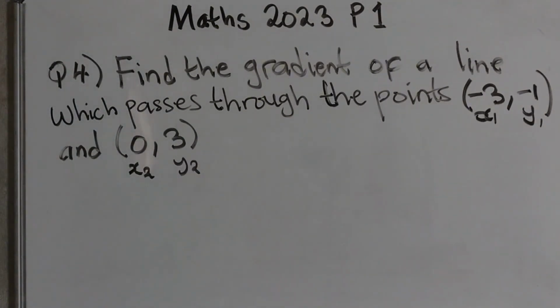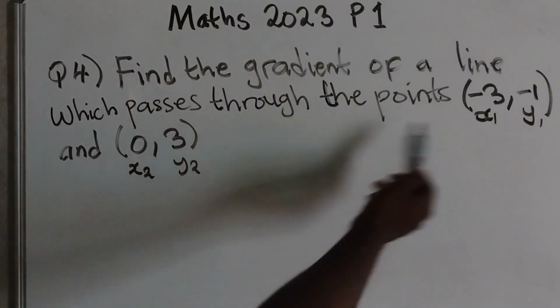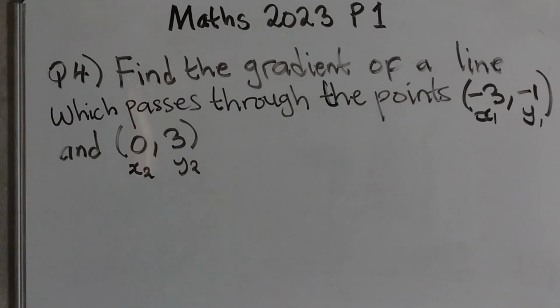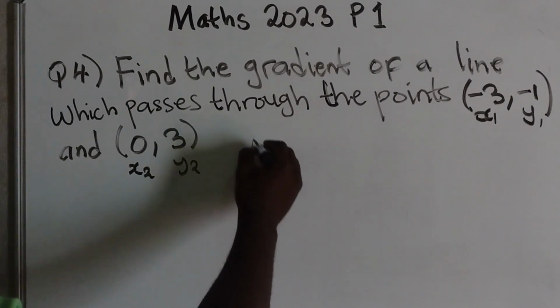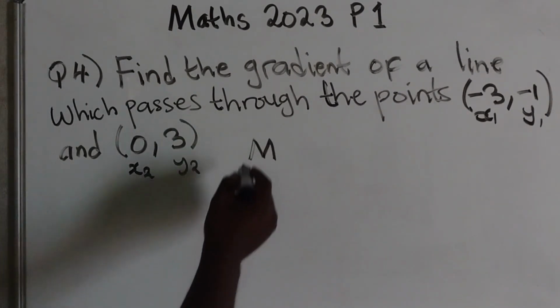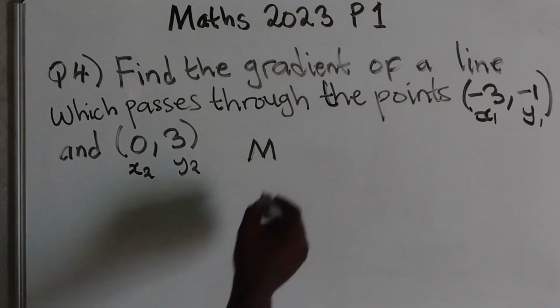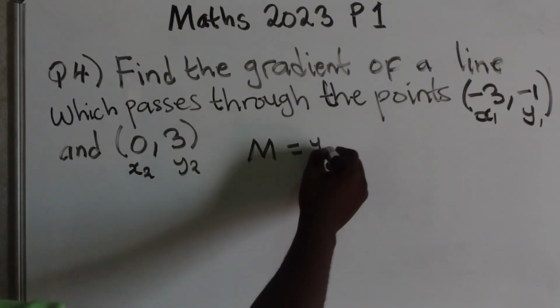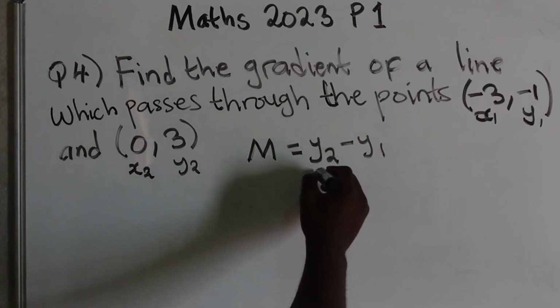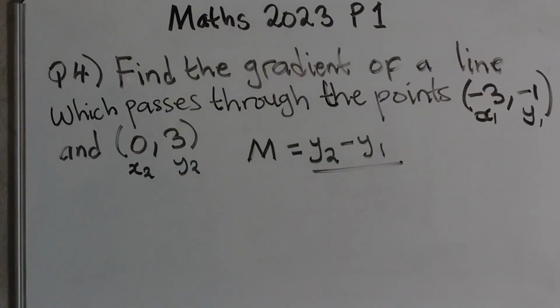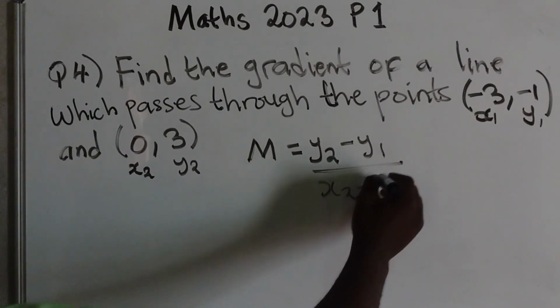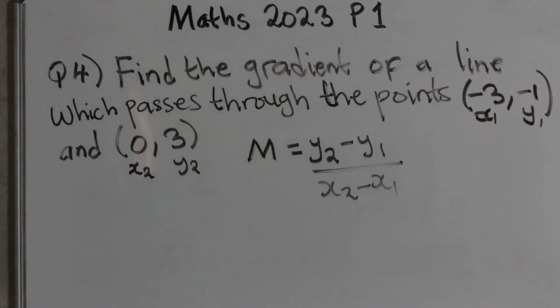They want you to find the gradient of the line passing through these points. So first thing, come up with a formula that you can use to find the gradient of the line. The formula is: gradient, represented by m, is equal to the y2 coordinate minus the y1 coordinate over the x2 coordinate minus the x1 coordinate. Once you come up with that formula, it will be very easy for you to work out the gradient.